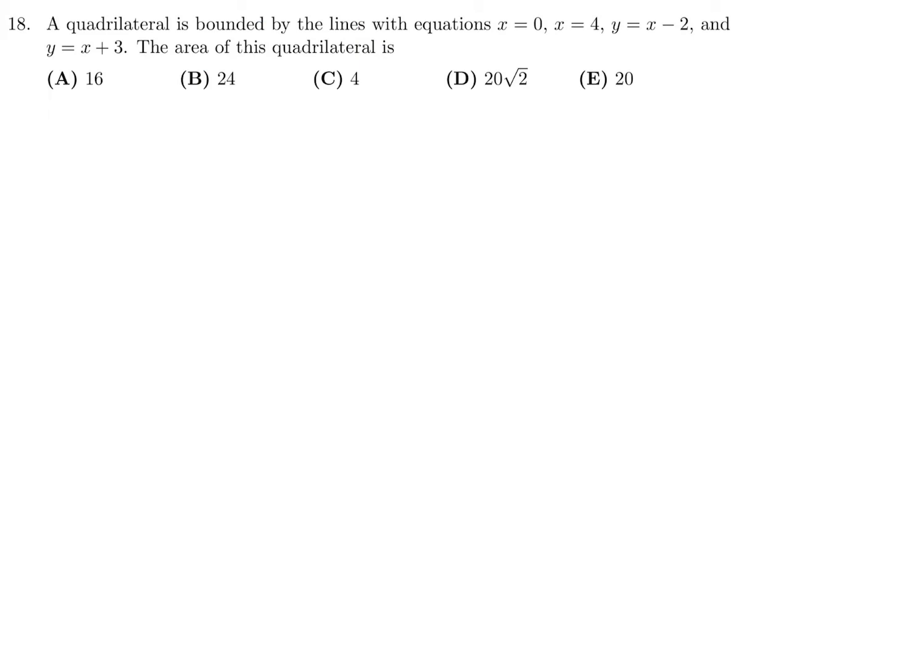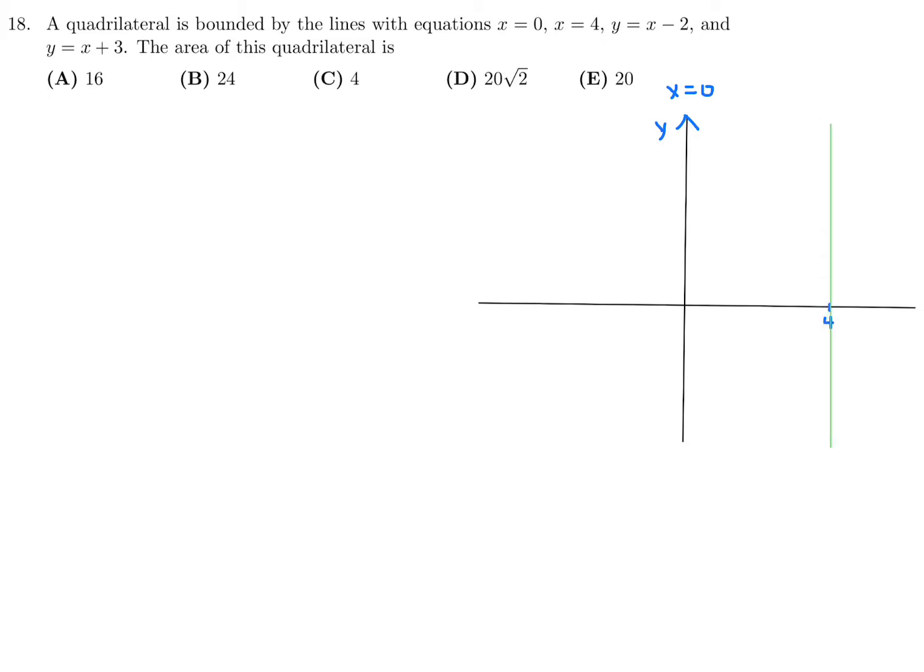A quadrilateral is bound by the lines x equals 0, x equals 4, y equals x minus 2, and y equals x plus 3. The area of the quadrilateral is? We will need a diagram, so let's draw a diagram. It doesn't have to be a work of art, but let's just draw these. So x equals 0 is basically just the y-axis. So this is the y-axis, but it's also x equals 0. X equals 4, well, we can call this 4, and then a line right through it would be x equals 4. So let's draw a line right through it.